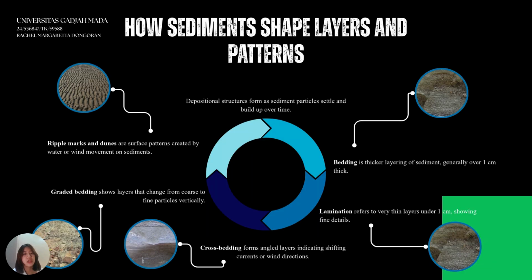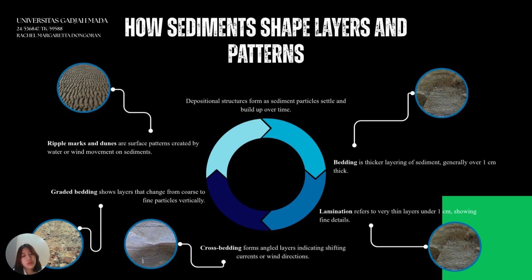Okay, moving on. Now, this is how sediments shape layers and patterns. So, we have depositional structures, which are formed as sediment particles settle and accumulate. Some of the key types are, first, bedding. So they are thicker layers, more than centimeters thick. And then we have lamination, which is almost similar to bedding, but they're very thin layers, less than 1 centimeter thick, which shows finer details.